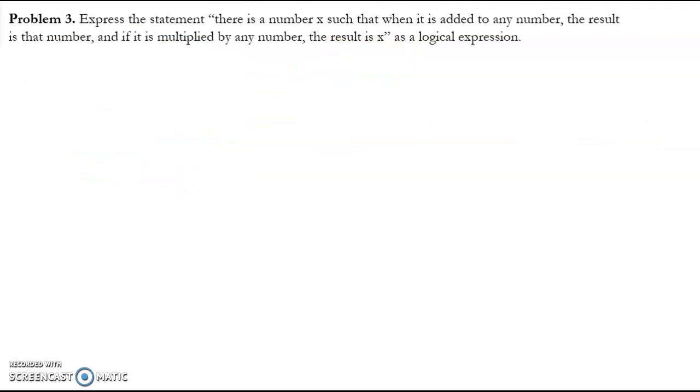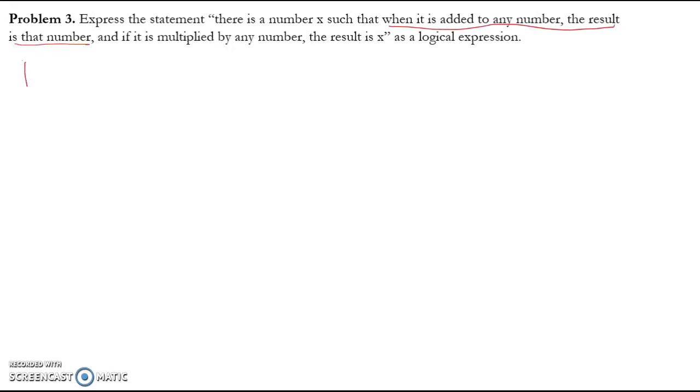Okay, all right, let's go for number 3. Express the statement there is a number x such that when it's added to any number, the result is that number, and if it is multiplied by any number, the result is x as a logical expression. All right, so it seems like we need two predicates. The first one is the part where x is such that when it is added together to a number, then the result is that number. So let's go ahead and figure that out.